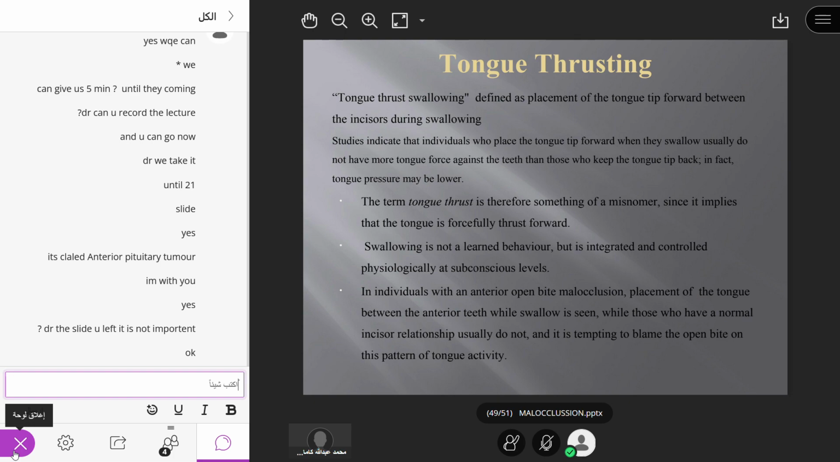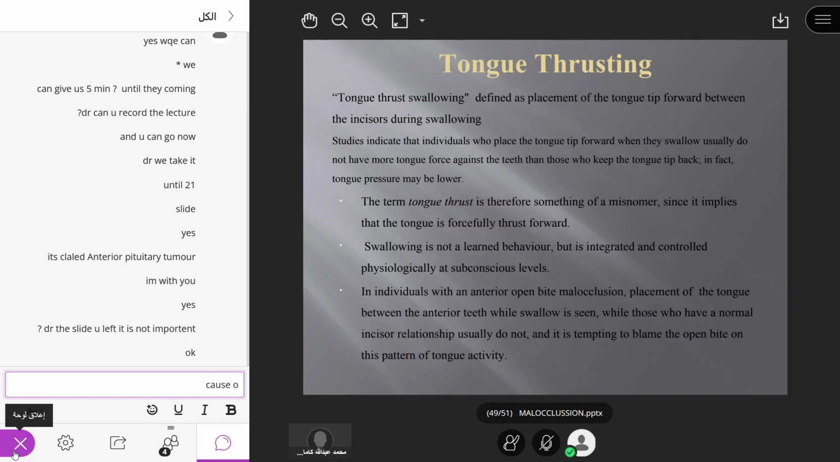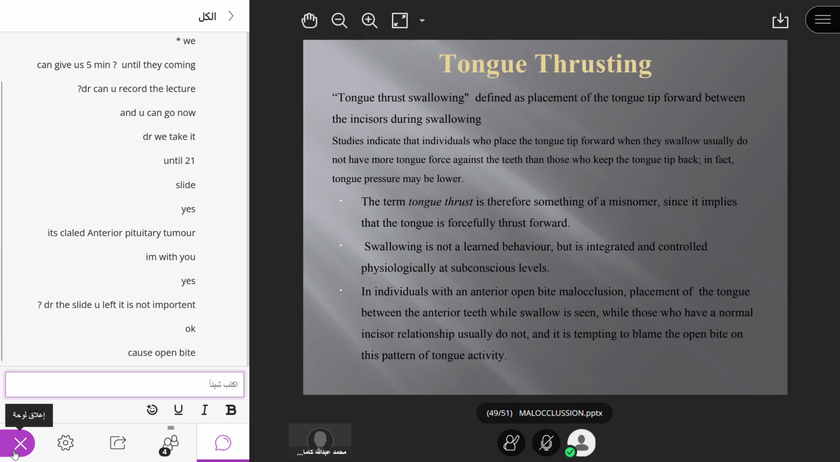Tongue thrusting. Do you have any idea, Ali, whether tongue thrusting is a cause of open bite or an effect of open bite? Last topic, tongue thrusting. Is it a result of open bite or a cause of open bite? Actually, it was previously considered a cause of open bite, but now it is considered a result of open bite, an effect of open bite.